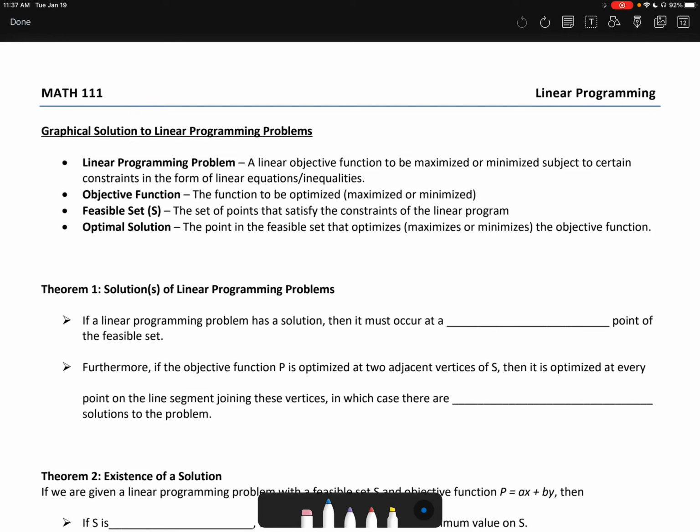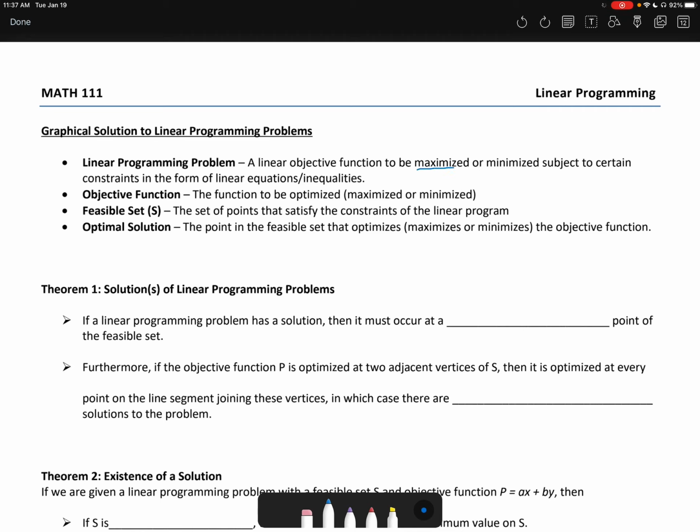In this section, we want to talk about what we call linear programming problems. For these linear programming problems, we are going to be finding a graphical solution. A linear programming problem is when you have a linear objective function, and that is the function that we either want to maximize or minimize.